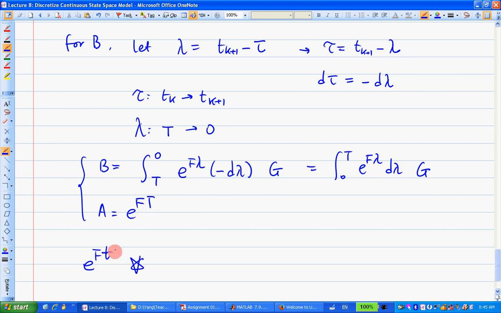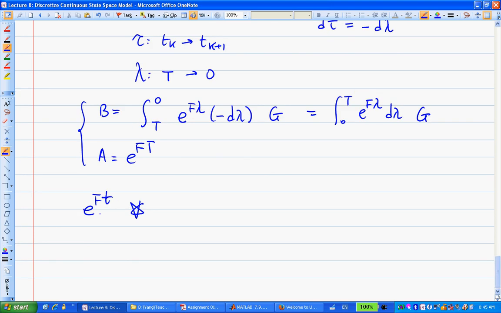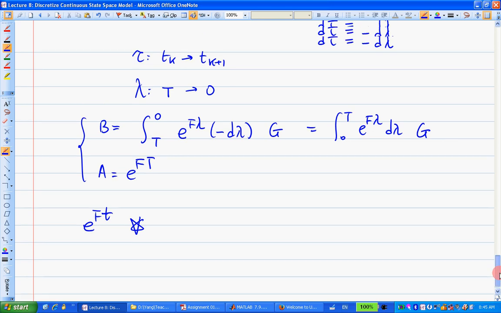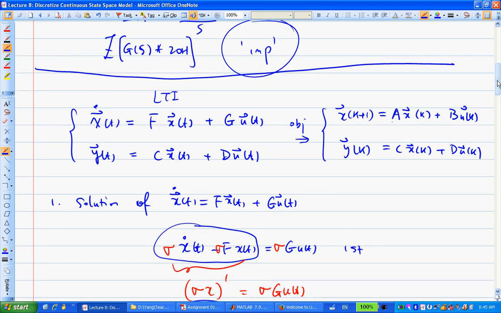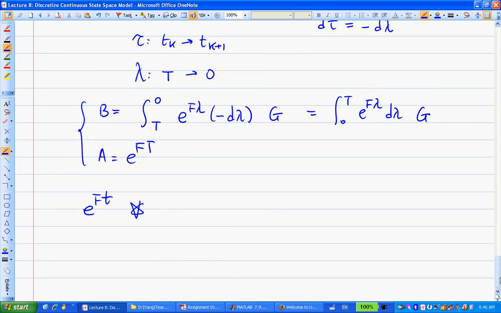So we probably need to obtain e to the power of f t first, which is what we call the transition matrix. Now let me show you how we obtain this e to the power of f t. But no matter how, in the next few steps, you've got to be satisfied with the result: we have successfully achieved our objective to change the continuous model to the discrete model. Okay, so now the next thing is let's obtain this.